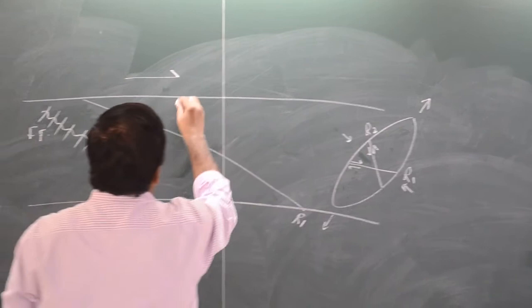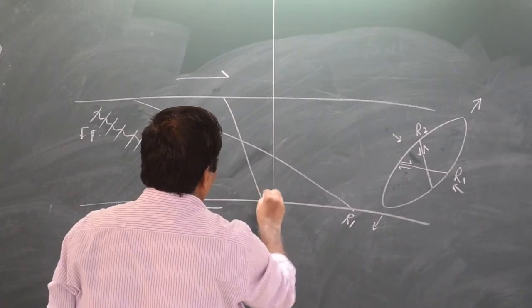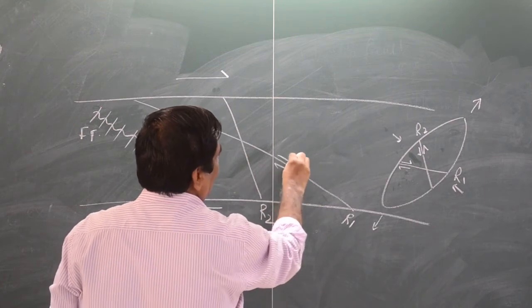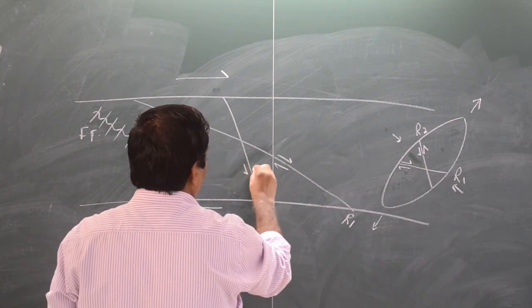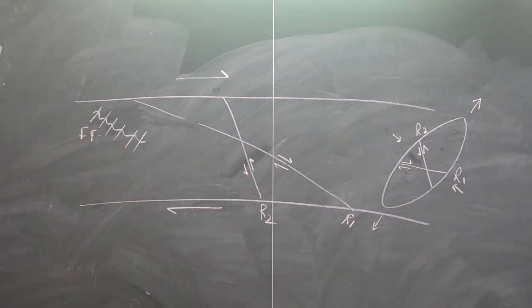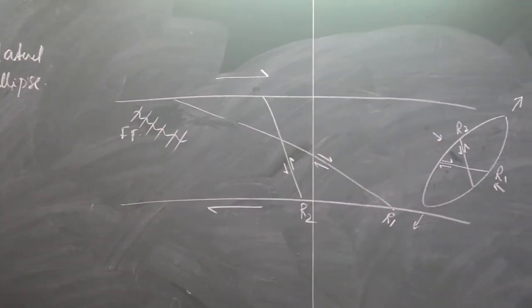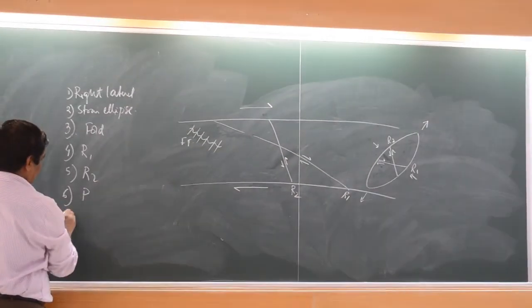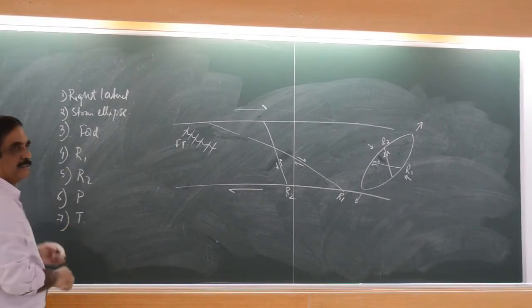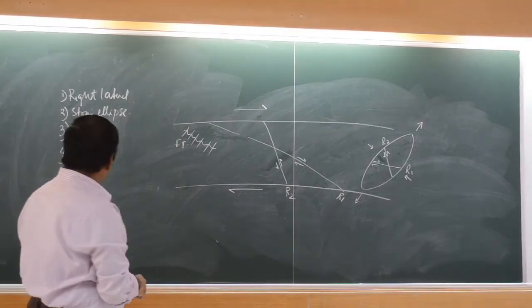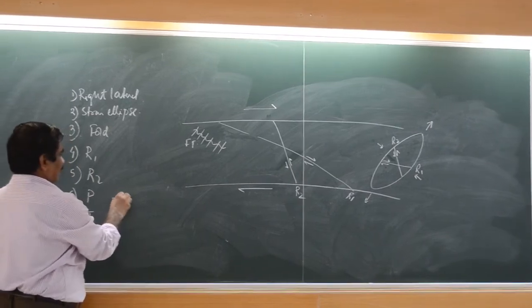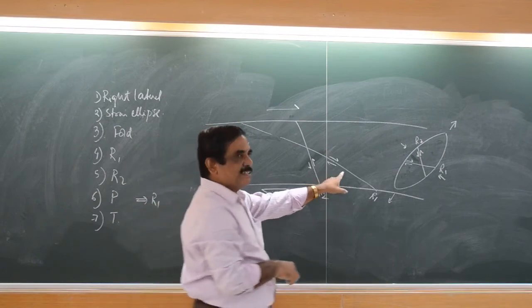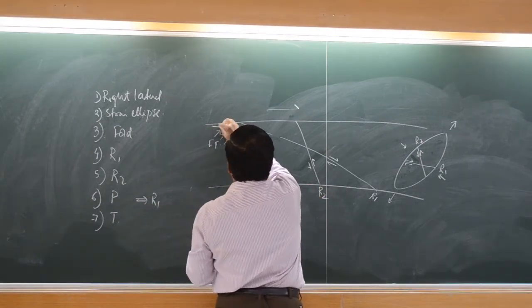R2 will be this way. R1, you can put an arrow. R2, you can put an arrow. No problem. R1, R2 will go. Then you draw P and T. Number seven, P and T. How will you draw P? P is same as R1, but it's still lower angle. So R1 is this. P will be further at low angle, you know.